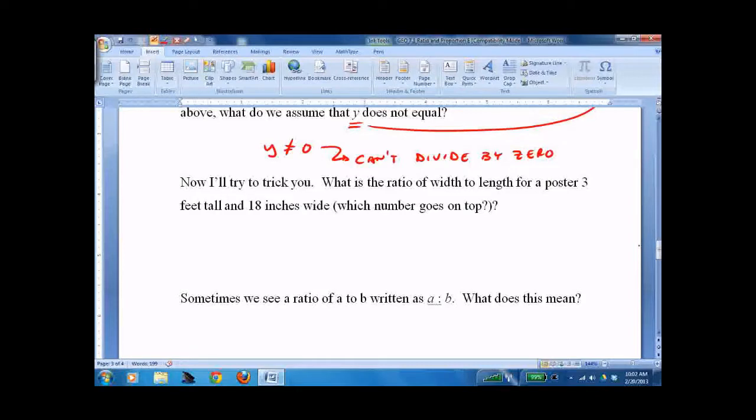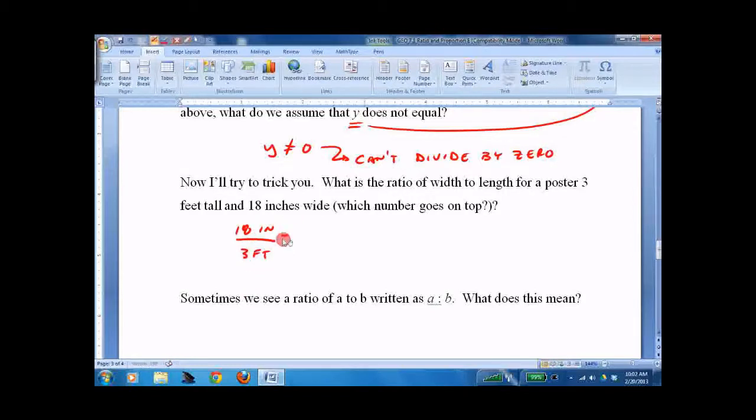So now I'll try to trick you. Take a second, do it on your own. The ratio of width to length of a poster 18 inches wide and 3 feet tall. So make sure you know which number goes on top. Pause it if you want to do it on your own, because now I'll do it. We have 18 inches on top and we have 3 feet on the bottom. Well, these are not the same, so we can't compare them.